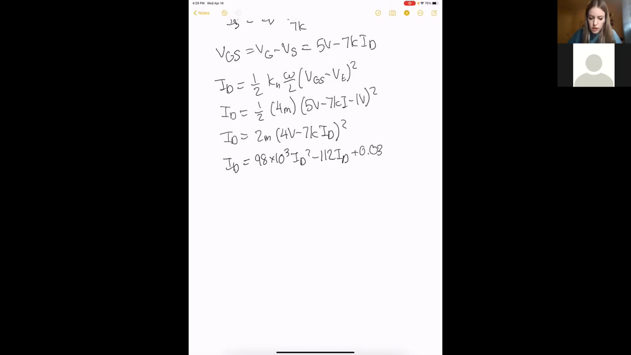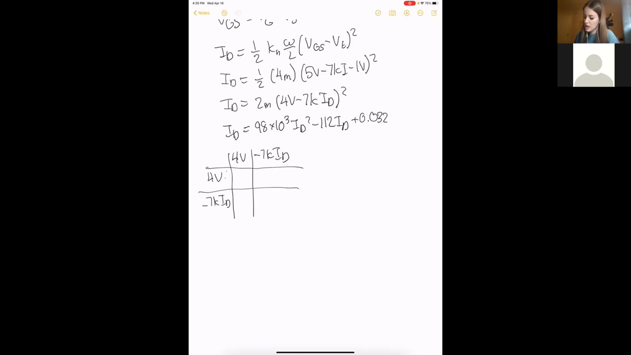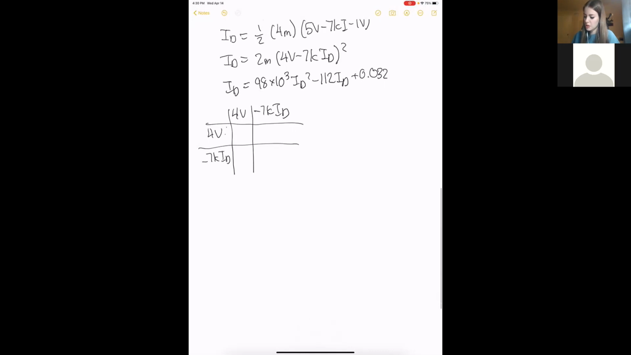I'm terrible at just doing it mentally, so I use this method when you're doing your square. Then fill those in, and that will give you this. But you want it to equal 0, so you're going to subtract this one ID from this side.